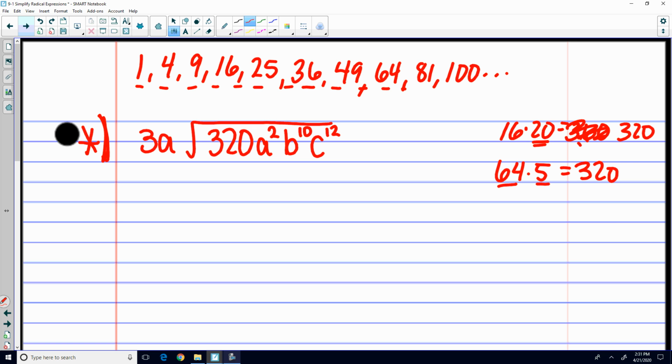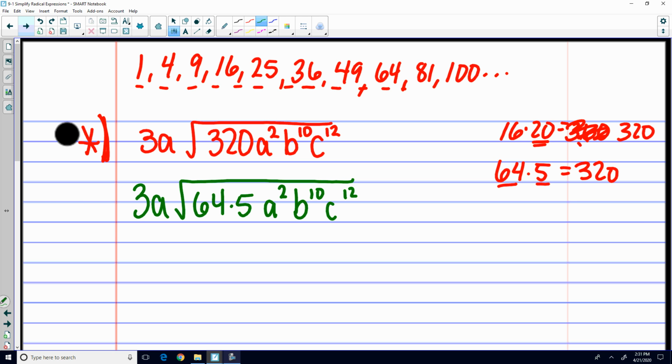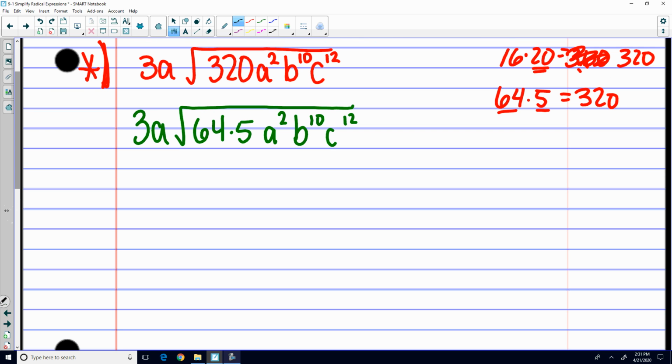All right, so let's start taking some square roots and figuring this out. I have 3a on the outside. I have a variable now, which is fine. Rewrite this 320 as a multiplication problem. And then rewrite any odd powers. But if you look, I got no odd powers this time, which is fine. I can take the square root of each of those. All right, so let's take some square roots. The square root of 64, and that's going to be gone, is 8. 5 stays. A squared square root is a, so that's gone.